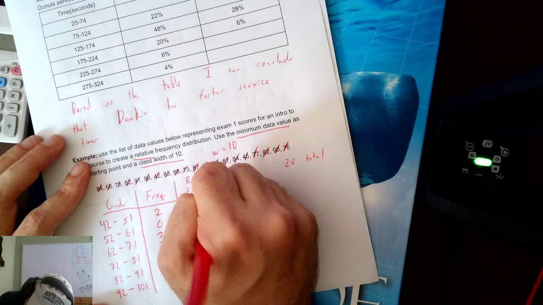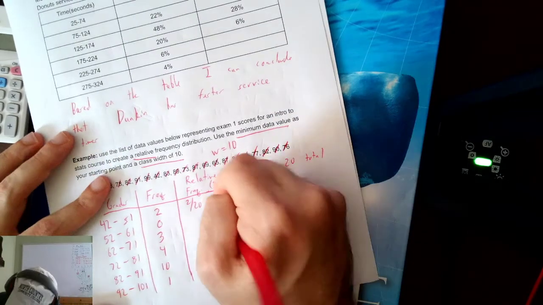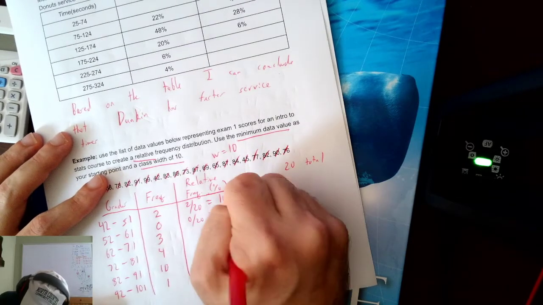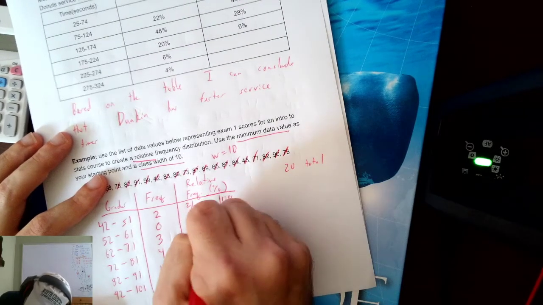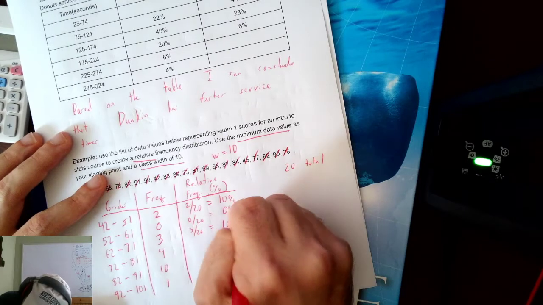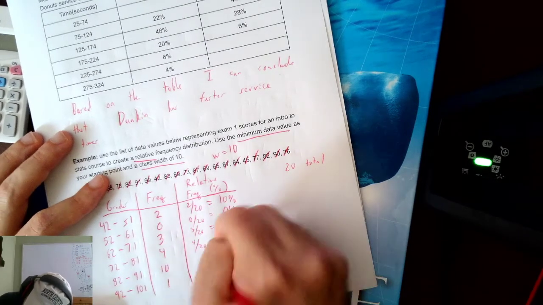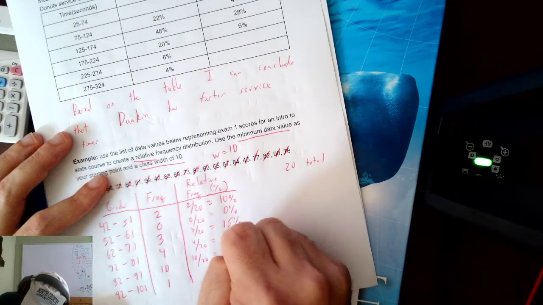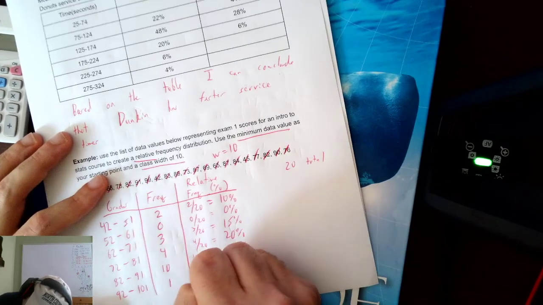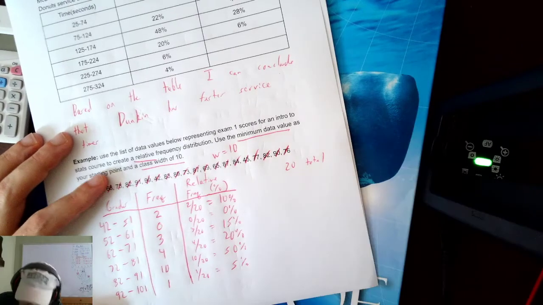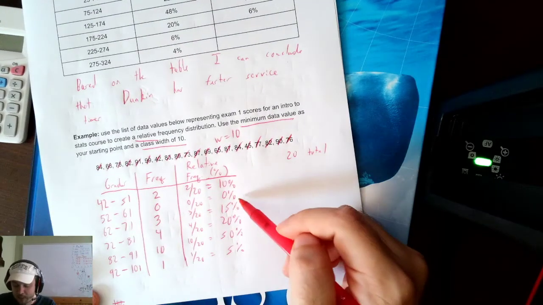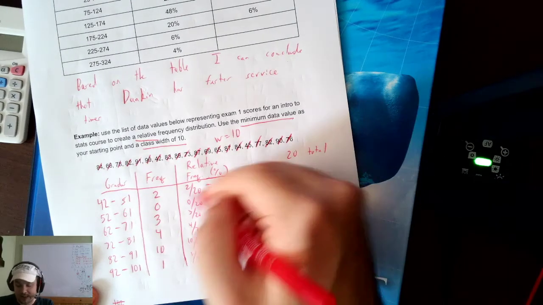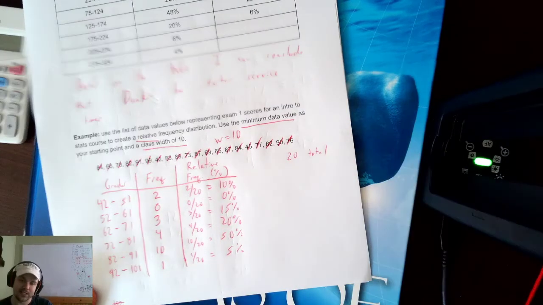2 over 20 as a percentage is 10%. 0 out of 20, well, that one's pretty easy, 0%, right? 3 out of 20 will be 15%. 4 out of 20 will be 20%. 10 out of 20, well, that one's pretty easy too, right? That's 50%. And then 1 out of 20, that's back to 5%. So 10%, 0%, 15%, 20%, 50%, and 5%. These are the numbers I wanted, right? These are the relative frequencies.